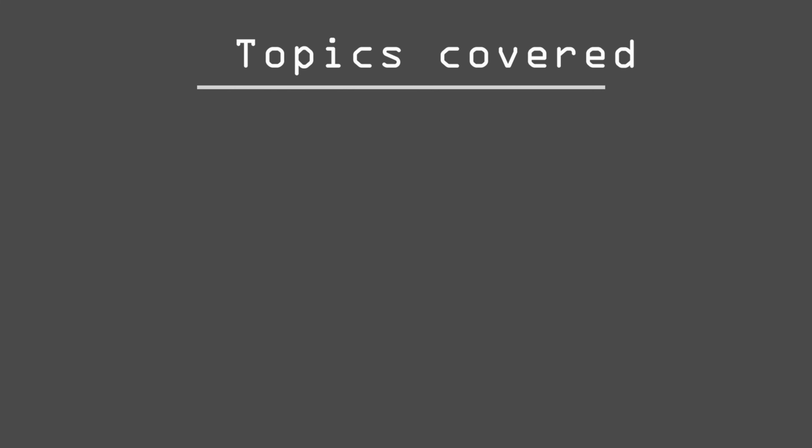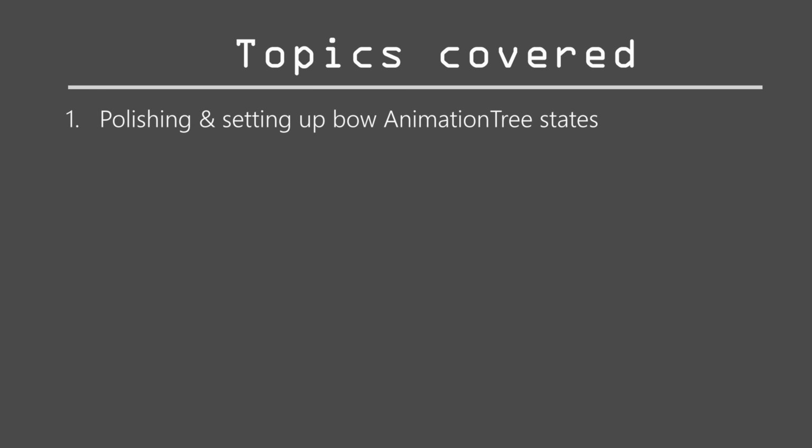So let's now see what our table of contents will have. So first one is polishing and setting up our bow animation trees, and then we'll try to create some bow states for our bow. Then we will make sure that our string properly behaves with our player hand during our draw arrow animation. And the prerequisites for this video are nothing much because everything is covered in all those previous videos.